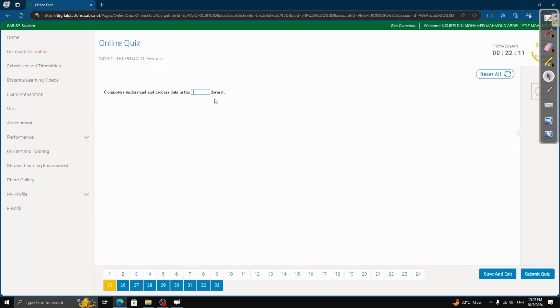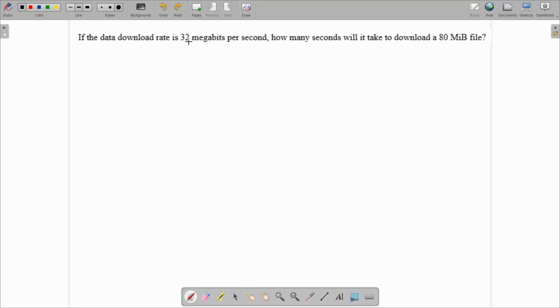Computers understand and process data in the binary format. This question usually never comes. So it turns out I ended up solving this question wrong in the quiz, so I'll just properly show you how to do it. First, you take 32 megabytes and convert it into megabytes by doing 32 over 8.38. You get that as a fraction. I suggest doing it as a fraction because when you do it as a decimal, you sometimes get inaccuracies. You get 1600 over 419.